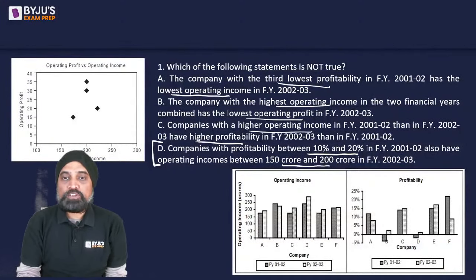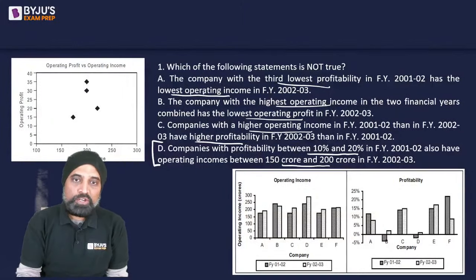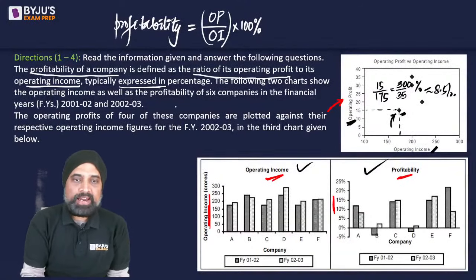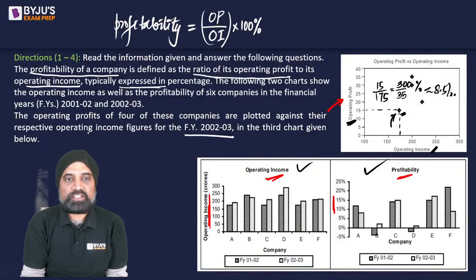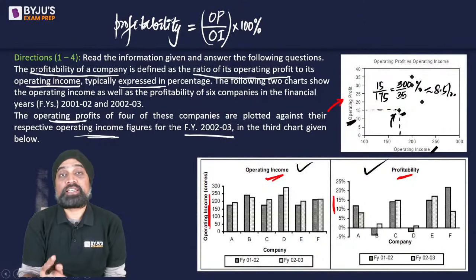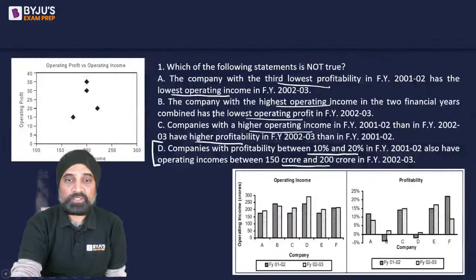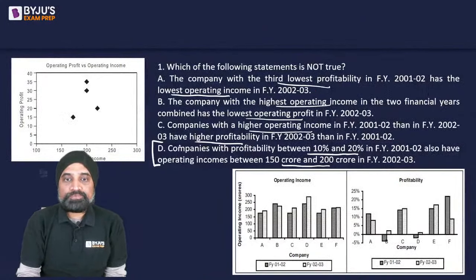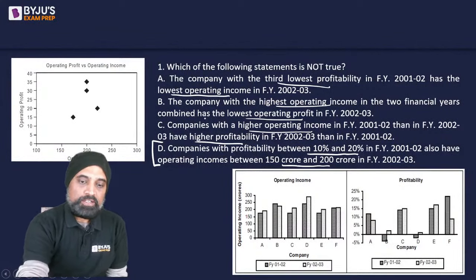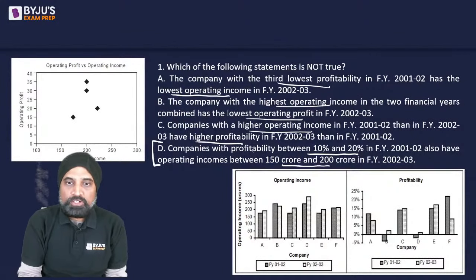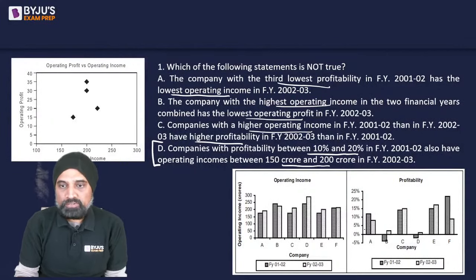So companies with profitability between 10% and 20% in fiscal year also have operating incomes between 150 crore and 200 crore in 2002-2003. So if you look at the information given, this particular chart is about the operating income against operating profits for the fiscal year 2002-2003 and not 2001-2002. So it's the second fiscal year they're talking about, right? So let's start. They're talking about profitability between 10% and 20%. So profitability between 10% and 20% in fiscal year 2001-2002.